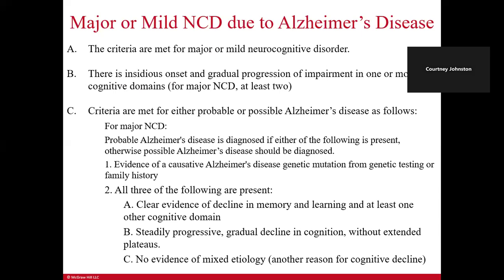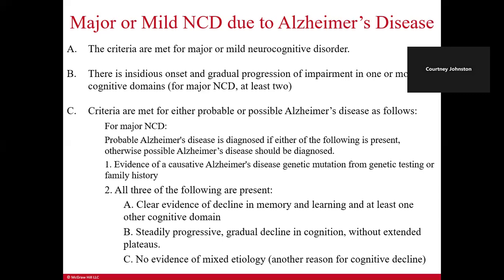So, in order to be diagnosed with major or mild neurocognitive disorder as a result of Alzheimer's disease, you have to meet the criteria for major or mild neurocognitive disorder, which we just went over. Then there has to be an insidious onset and then a gradual progression of the impairment in at least one or more cognitive domains. For major neurocognitive disorder, though, it has to be at least two domains. So again, it might be memory, it might be attention, it might be the executive functioning. But again, it shows up, and then there's this gradual progression of these symptoms just getting worse and worse and worse.